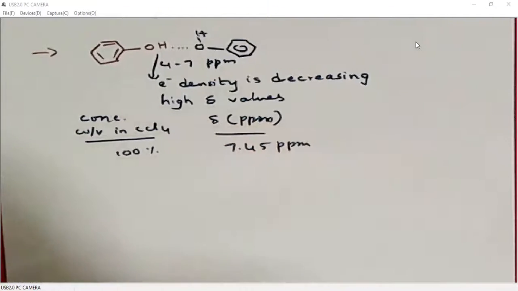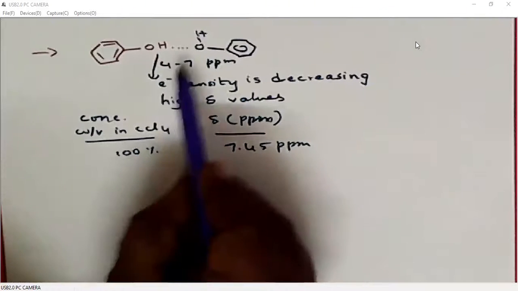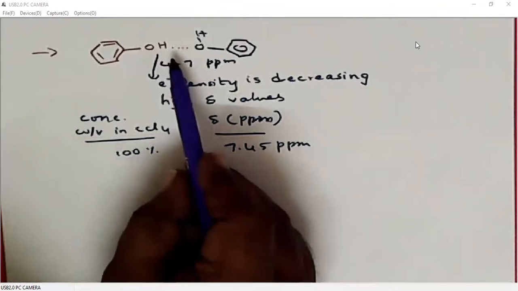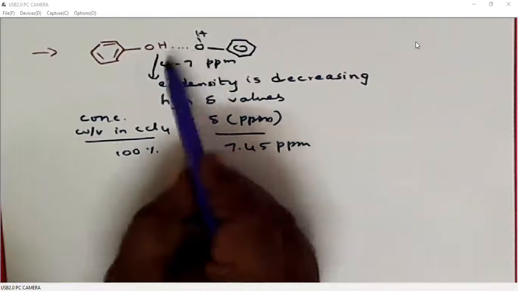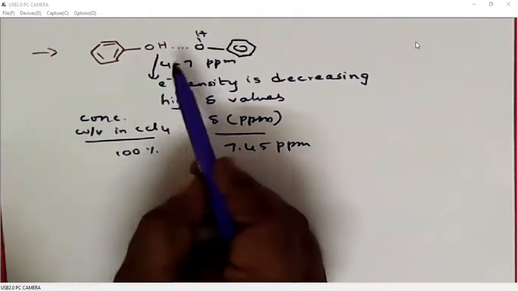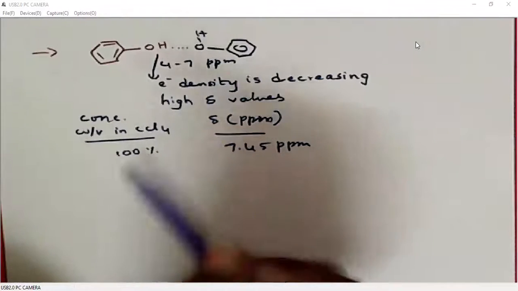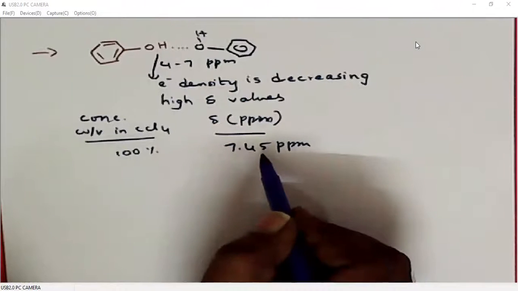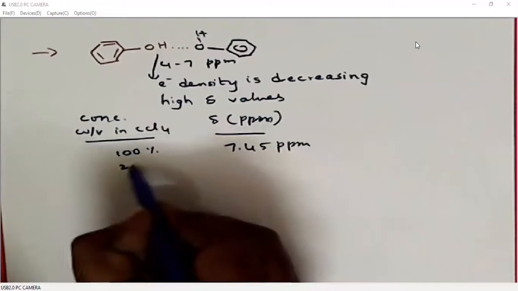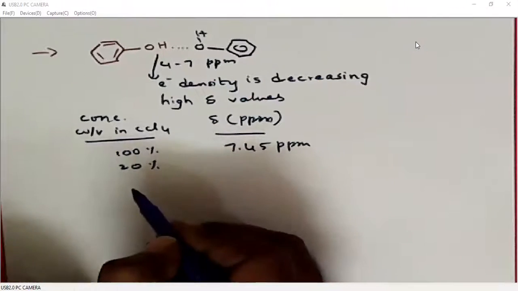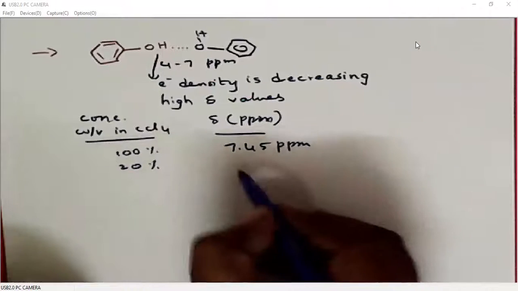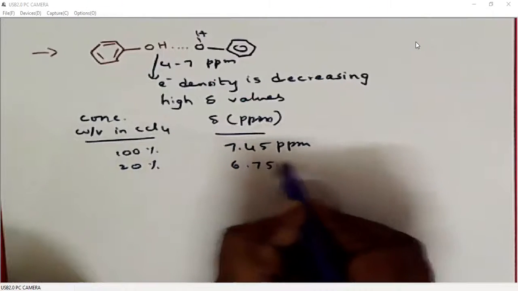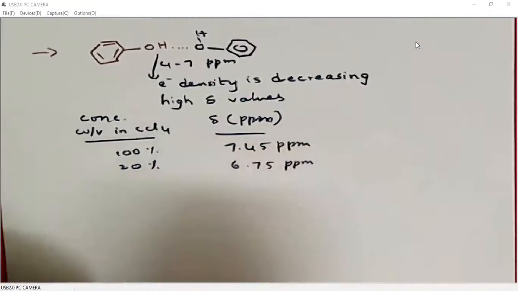Why? When it is very concentrated, then hydrogen bonding is our obvious thing. When we have more amount of compound, hydrogen bonding will easily exist. So because of the extensive hydrogen bonding, it is having very high delta. When we decrease the concentration, what will happen? The extent of hydrogen bonding will decrease. So its delta value will also decrease.